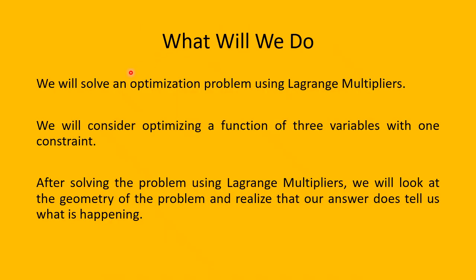Here's what we will do. We will solve an optimization problem using Lagrange multipliers. It's going to be, in this case, optimizing a function of 3 variables and 1 constraint. After solving this problem, we're going to look at the geometry of the situation and realize that our answer does tell us what is happening.